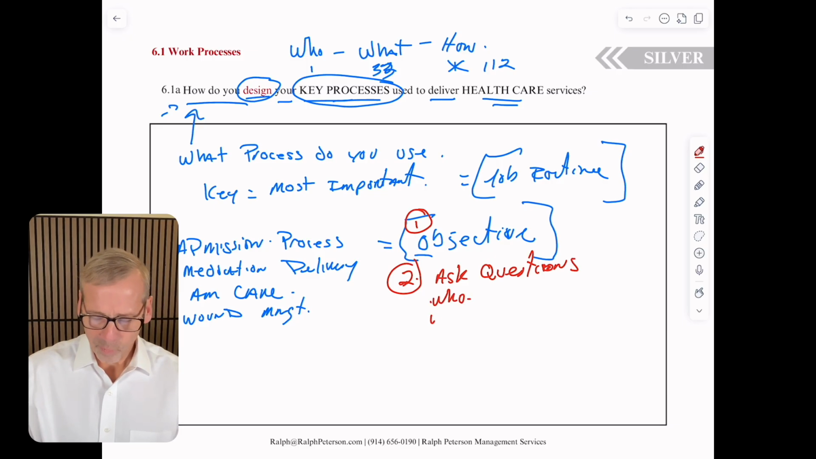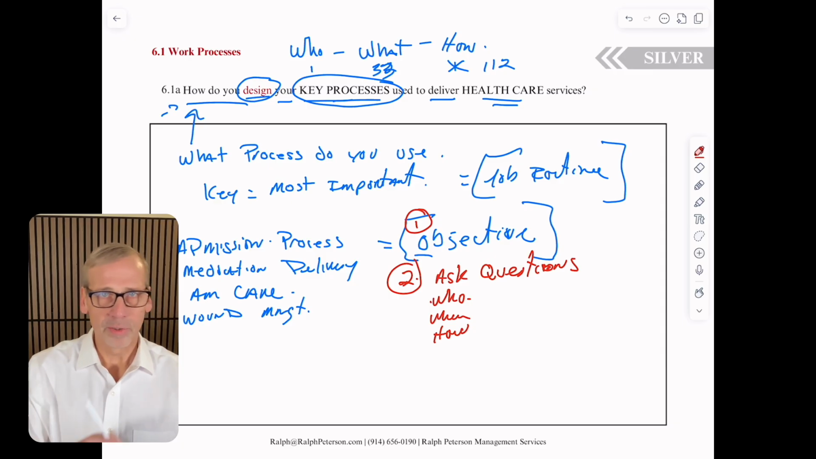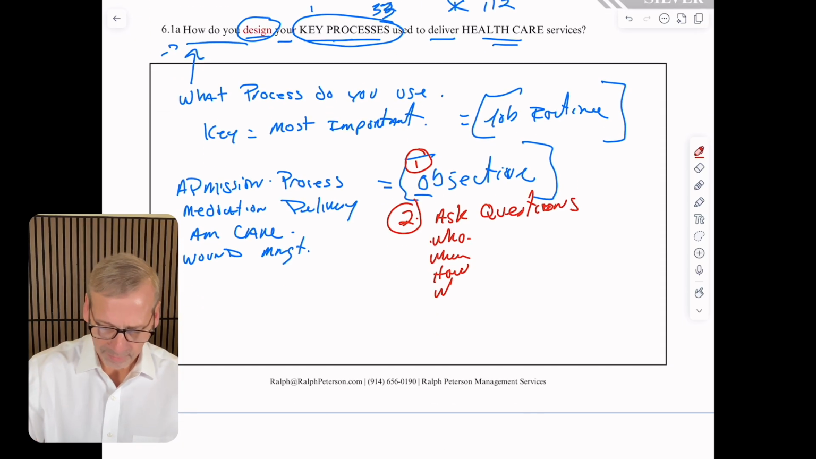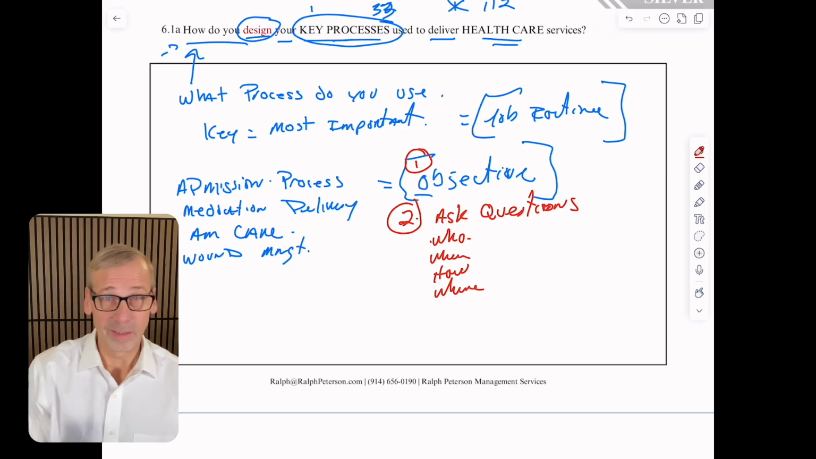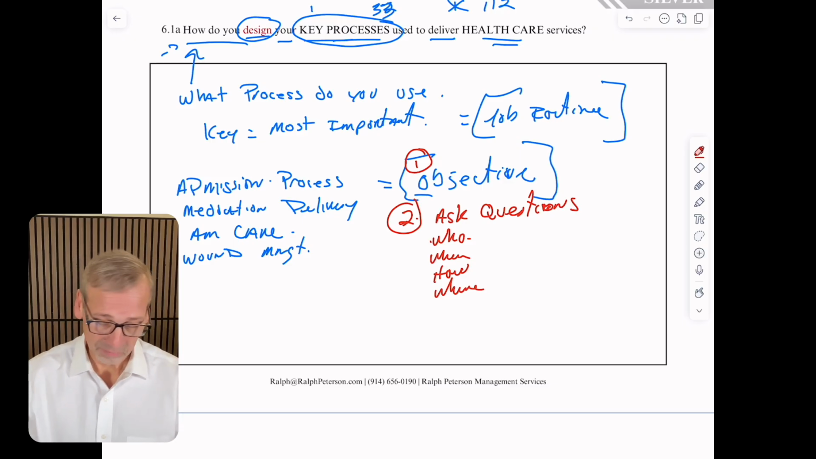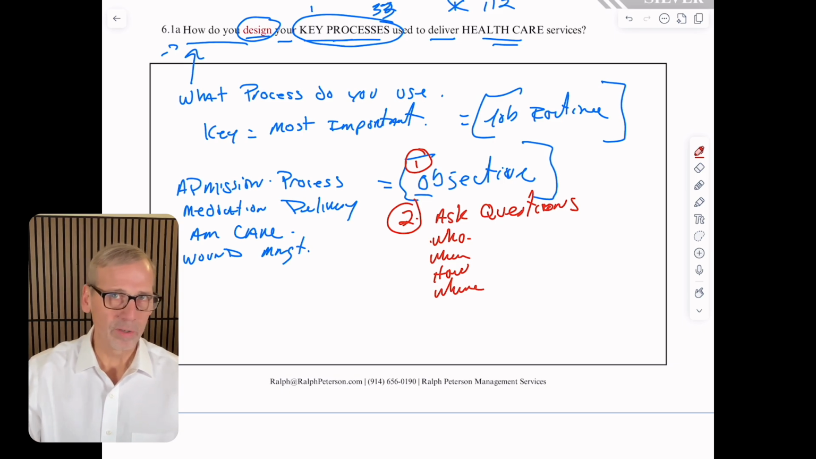And when? When do they get a shower? And how? Again, are they ambulatory, non-ambulatory, in a wheelchair, not in a wheelchair? And where? Is there a shower room here? Do I have to go to another unit? Is there a specific place that this person needs to get showered? And are there many people you want me to give a shower to, or just one person? And what? What do I need?